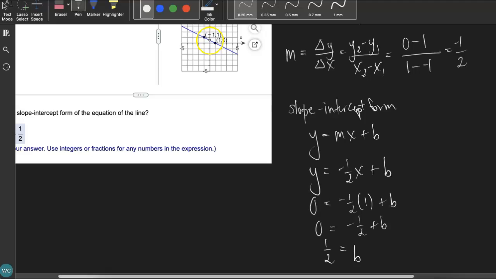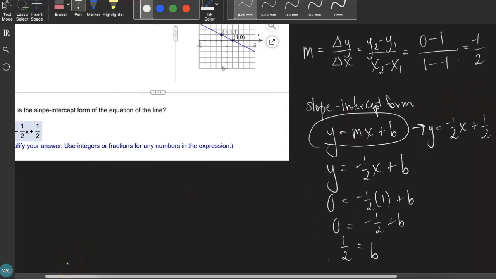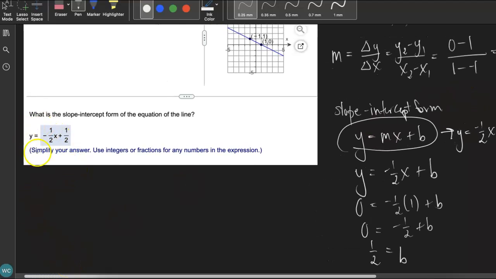And just as a visual check, that's confirming to me that b is a positive number. It's somewhere between 0 and 1. We were suspecting 1/2, and now we've confirmed it's 1/2. So now we want to put those two parts together, the slope and the y-intercept, back into this form. So ultimately we come back here and we write y equals negative 1/2 x plus a positive 1/2. And that is our final equation in slope-intercept form, also typed out here.